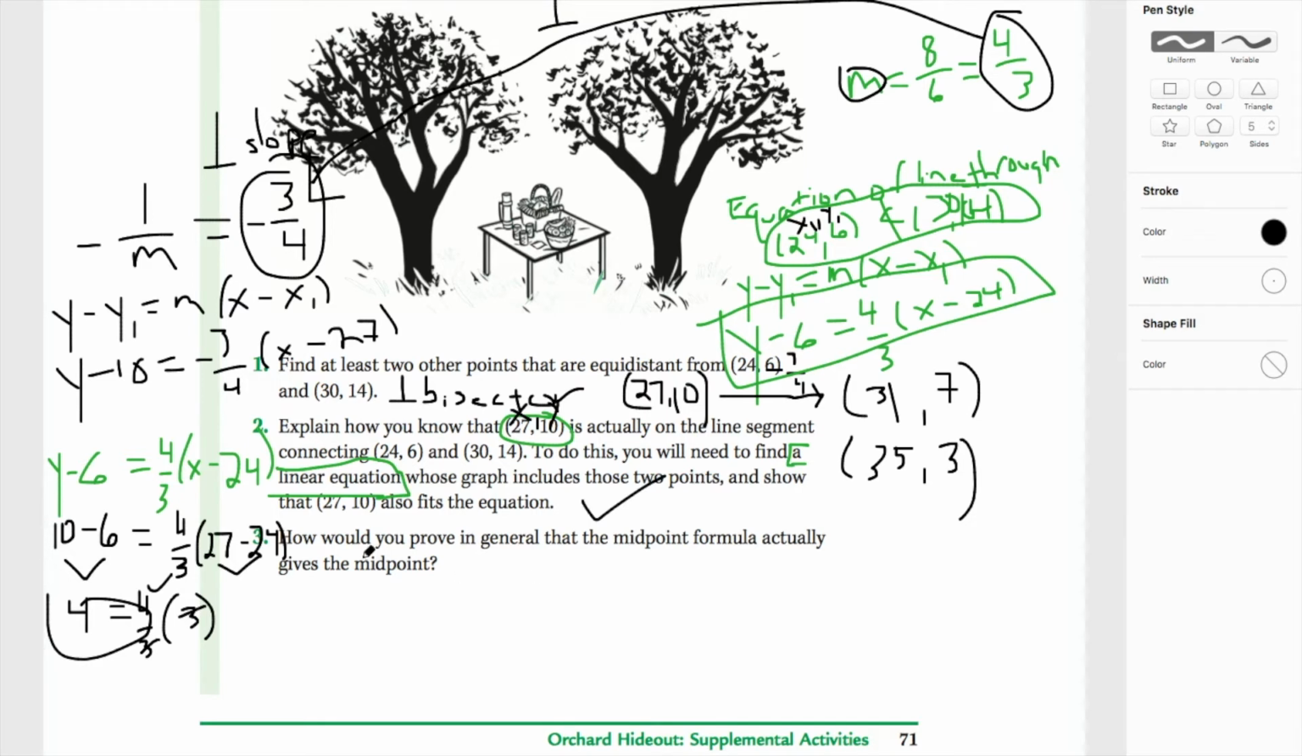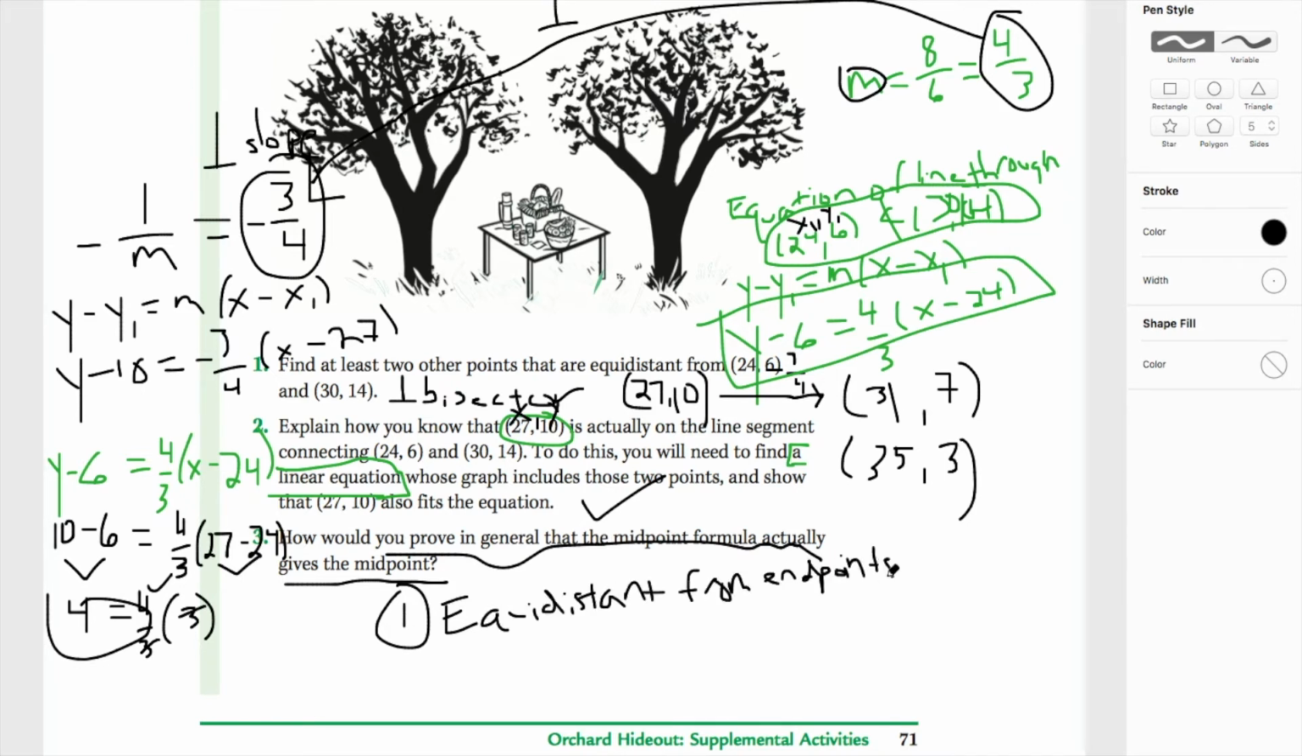So I've proven this. How would you prove in general that the midpoint formula actually gives the midpoint? Well, I talked about it at the beginning. 1, is it equidistant from the endpoints? And 2, is it actually on the line? If it's both equidistant from the endpoints and on the line containing the endpoints, there's only one point on the line containing the endpoints that's equidistant from the endpoints, and that's going to be the midpoint.